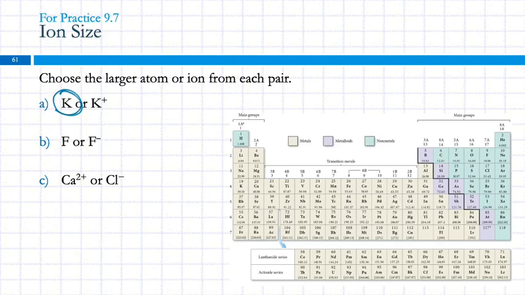Fluorine or fluoride? Fluoride is bigger. Because here the difference is we add an electron to fluorine. When you add stuff to the outside, it gets bigger.